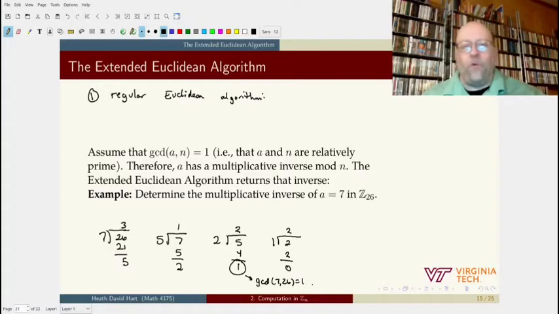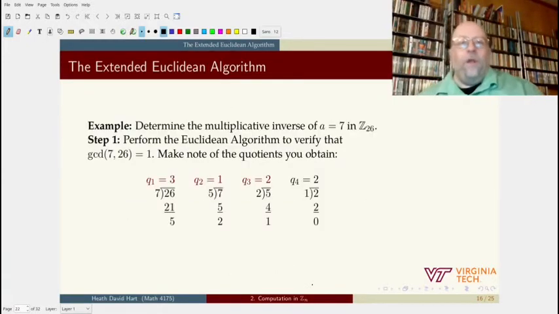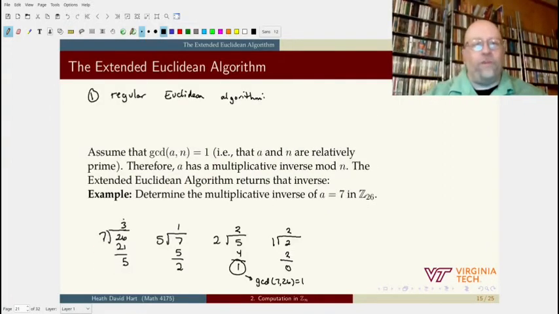We can perform the extended Euclidean algorithm. So that's what we did here. We divided 7 into 26, 5 into 7, 2 into 5, and 1 into 2. And in the process, we got these four quotients: 3, 1, 2, and 2.